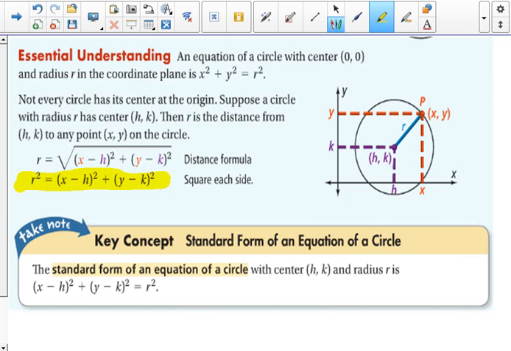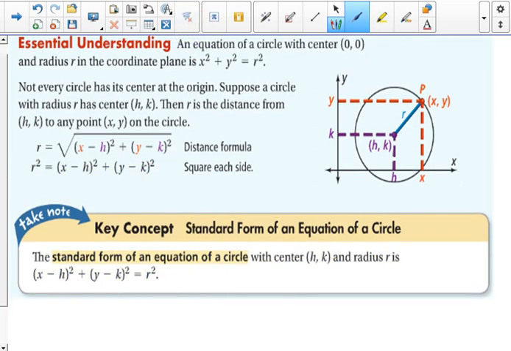So here's our key concept. The standard form of an equation of a circle with the center at h, k and a radius of r is x minus h squared plus y minus k squared equal r squared. So there's our formula that we're going to work with on this assignment. Where h is the horizontal movement and k is the vertical movement. Okay, so if we move that away from the origin, that h, k is the center of our circle.